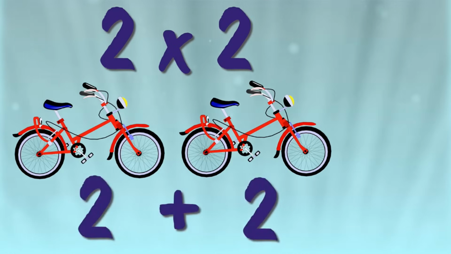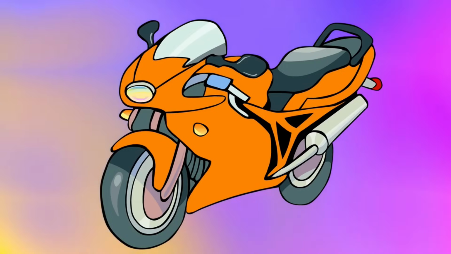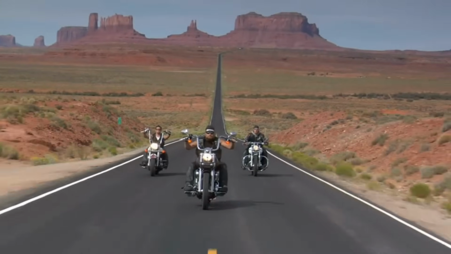How many wheels are there in all? What's 2 times 2? Yeah, 4. 2 times 2 equals 4. There are 4 wheels in all. You know, a motorcycle has 2 wheels also. Whoa, here are 3 motorcycles.